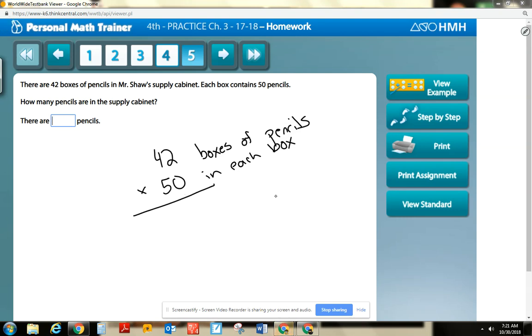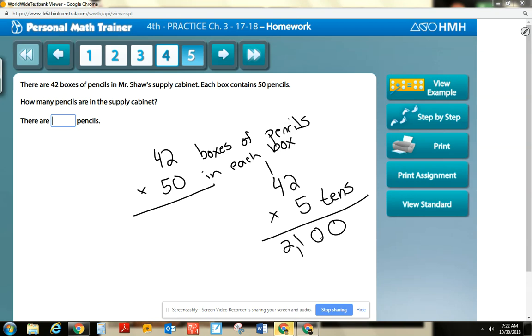42 times 50. I'm gonna set it up a little bit different, because on the last problem I said there was 2 ways to do it, and this problem there is 2 ways to do it. So I'll show you that other method besides the partial product. So we could do 42 times 50. If I do this, I can do 5 times 2 is 10. Regroup. 5 times 4 is 20, plus 1 is 21. 210 tens. So it's 2,100.